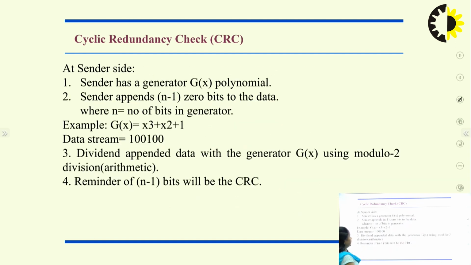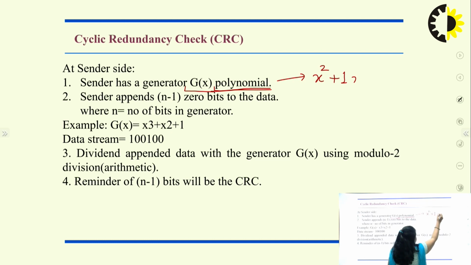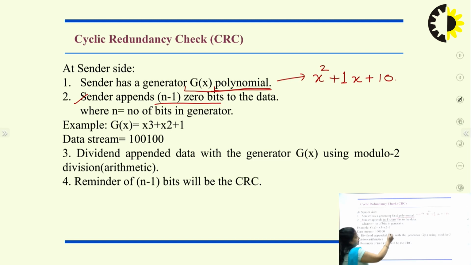Now when I'm talking about the cyclic redundancy check, first of all we are going to talk about the sender side, then the receiver side. The sender has a generator which is called the G(x) polynomial. In cyclic redundancy check, we are going to talk about polynomials. For example, an equation can be like x square plus 1x plus 10. So these are your polynomial equations. Then in the sender side we have to append n minus 1 zero bits to the data word, where n is the number of bits in the generator. Whatever the number of bits in the generator function, we subtract 1 and append that many 0 bits to the data.